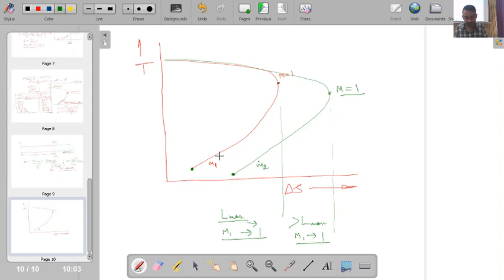So if this was the mass flow rate, this curve was corresponding to mass flow rate of m1 dot, this will shift to some new mass flow rate of m2 dot, and this m2 dot over here will be less than m1 dot.